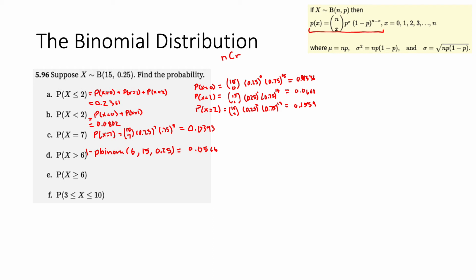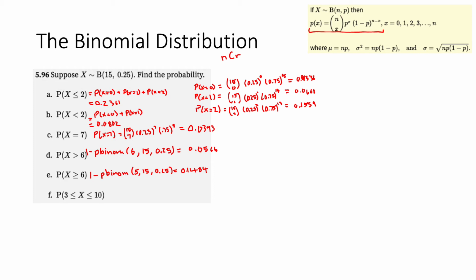Now, this is slightly different. We have greater than or equal to 6. So in order to do that now, we have to do something similar. We can use the same command, but we have to be a little bit clever. Now, we're going to subtract from 5. The pbinom of 5 is going to give us 5, 4, 3, 2, 1, which is the complement of this event. So we'll subtract that from 1. And there we go.